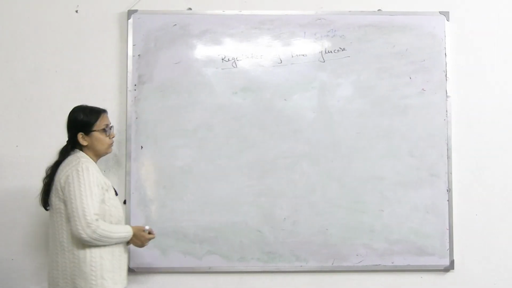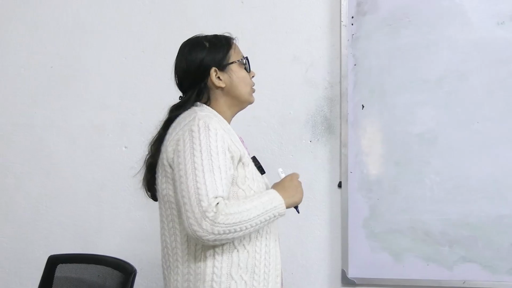So before going to regulation of blood glucose, at first we have to know what the normal level of blood glucose is. Anybody? Normal level? This is fasting blood glucose, and another term is postprandial. The value? Postprandial? Yes, 140.